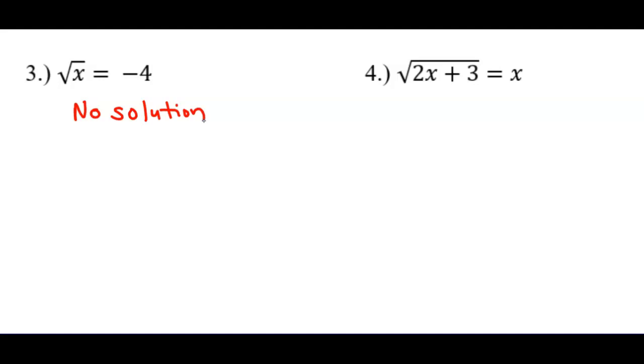So the square root of x equals negative 4. If I square this and square this, that'll get rid of that. So then x is going to be equal to 16. Okay, so let's check that answer. The square root of 16 is equal to negative 4.